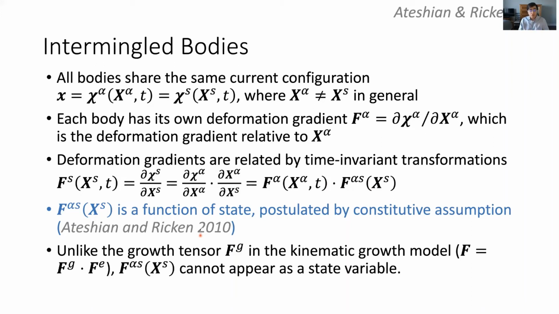And some people would say, well, what's the difference? You're splitting your deformation gradient in the current configuration into the product of two deformations. Isn't that the exact same thing as the growth tensor? The answer is no. This is a function of state. It doesn't appear as a state variable. So when I do the chain rule of differentiation that I showed you from Coleman and Gurtin in like slide number 3, I would not include F alpha s.